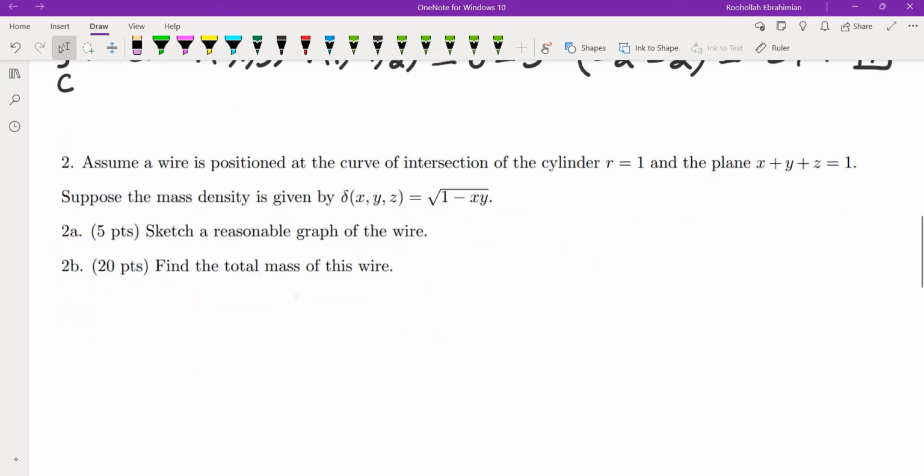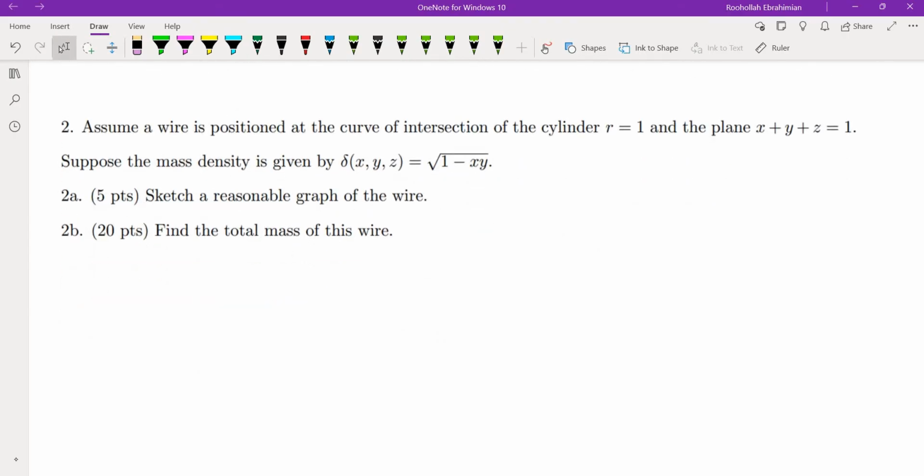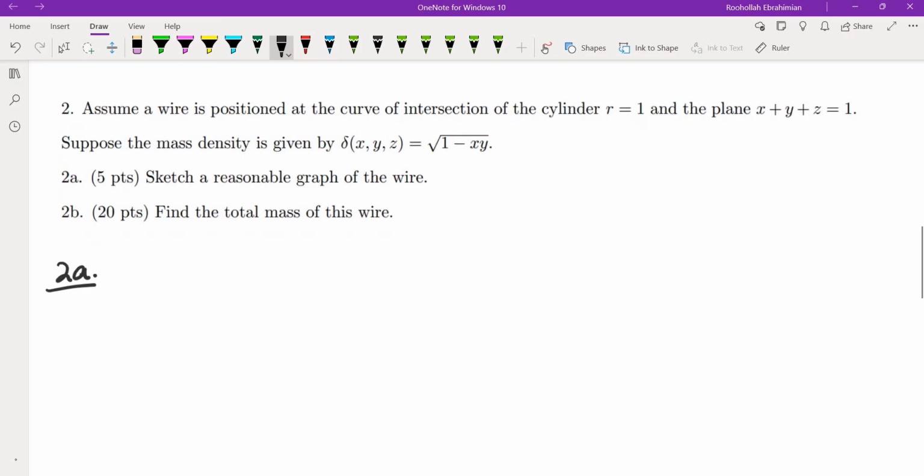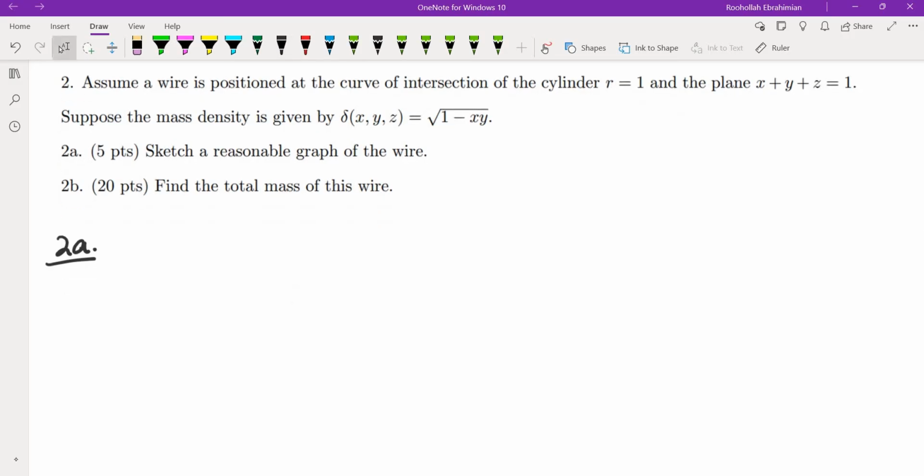Okay, let's look at the next problem. Assume a wire is positioned at the curve of intersection of the cylinder and the plane. Suppose the mass density is given by delta of (x, y, z) equals the square root of 1 minus xy.